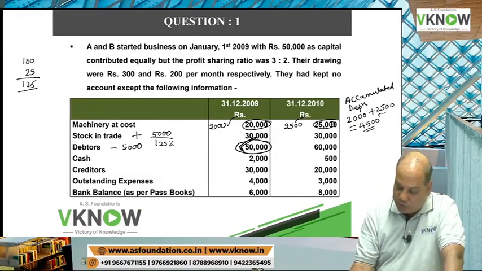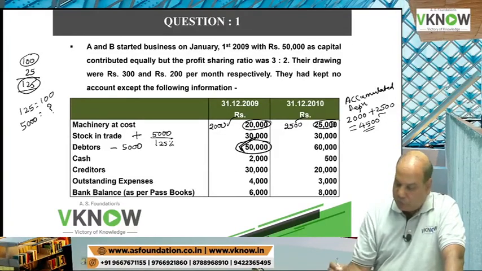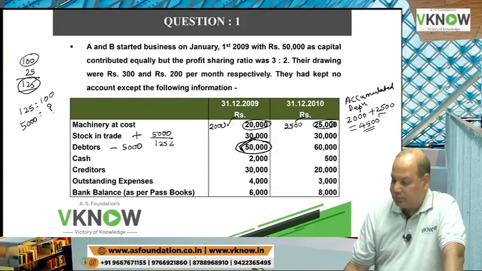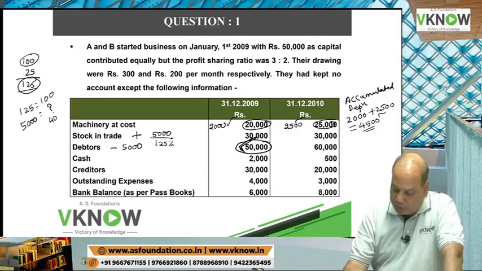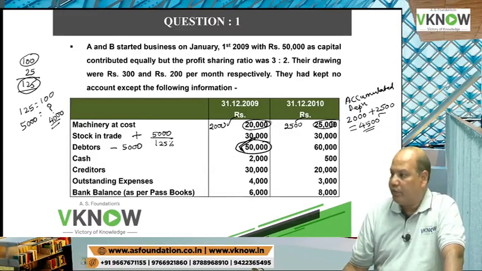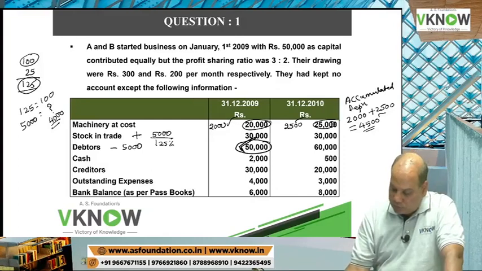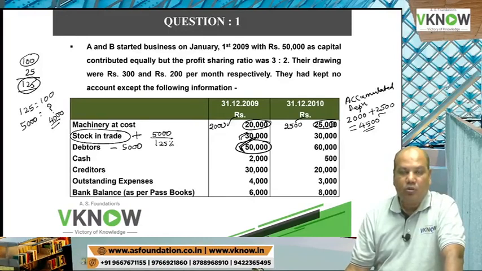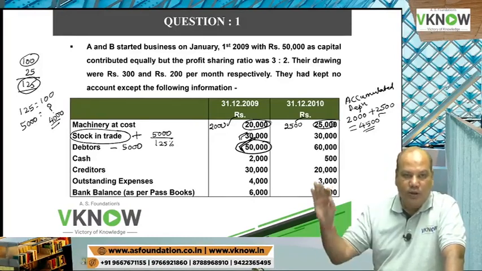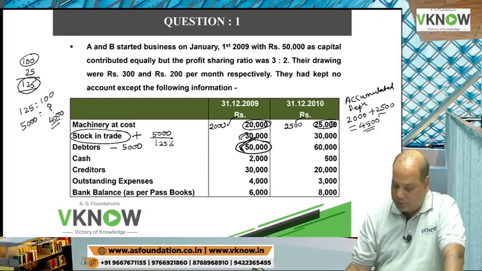So the ratio is 125 is to 100. If selling price is 125, cost is 100. If selling price is 5,000, what is its equivalent cost? So the goods lying with the consignee will be valued at 4,000 rupees. Very good. This stock that you can see here, tick mark, will increase by 4,000 rupees. Debtor will reduce by 5,000 rupees.